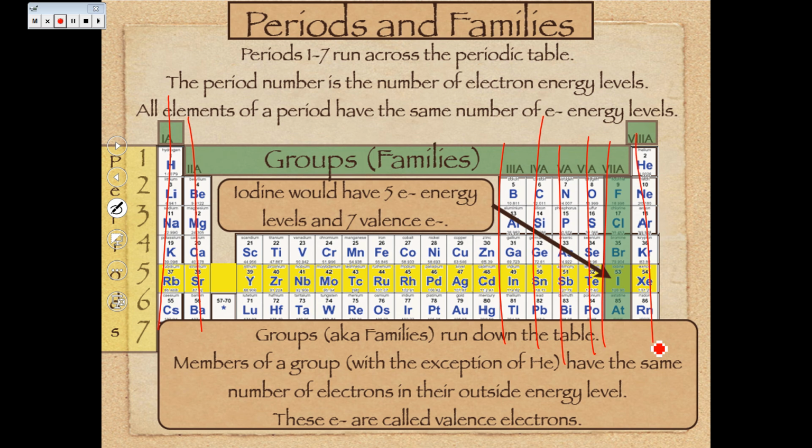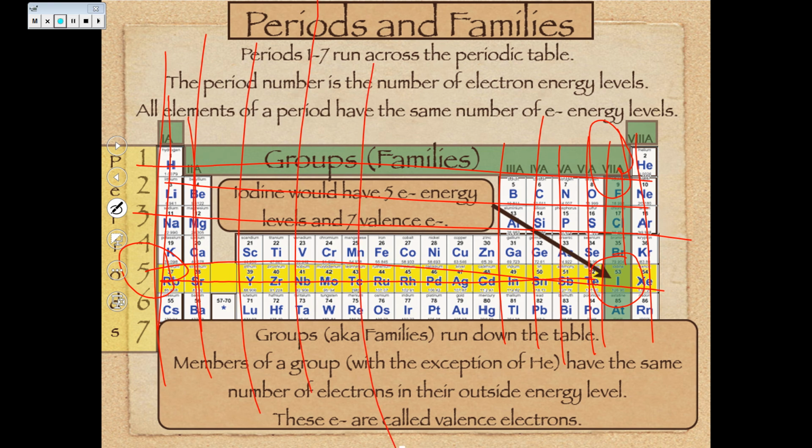Members of a group, with the exception of helium, have the same number of electrons in their outside energy level. These electrons are called valence electrons. Iodine, for example, would have 5 energy levels, and it would have 7 valence electrons. So the period tells you the number of energy levels, and the group tells you the number of valence electrons.